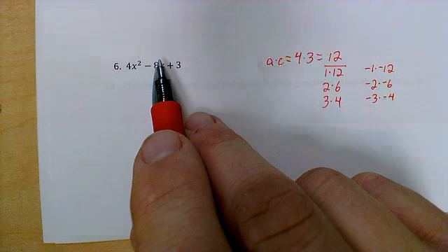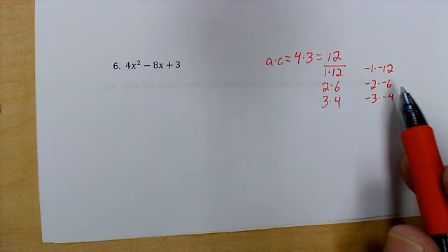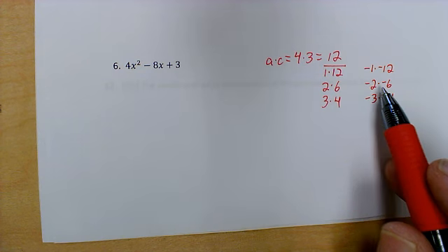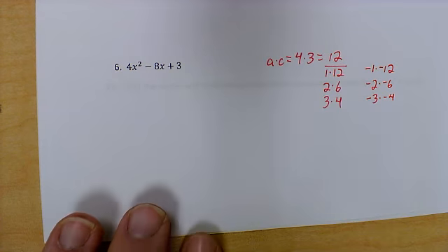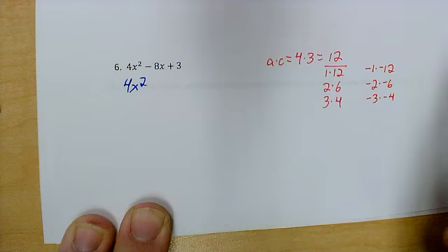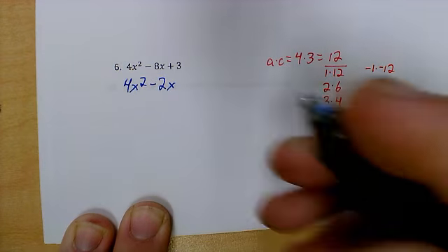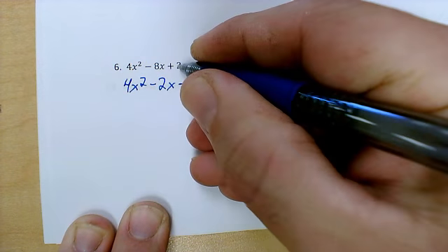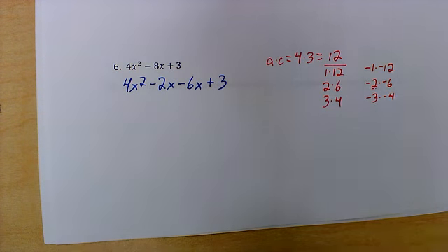Now I'm going to figure out which pair adds to negative 8. If nothing does, your answer would be prime. However, here, negative 2 and negative 6 add to negative 8. So I'm going to rewrite my expression as 4x squared minus 2x minus 6x plus 3. So just splitting up that minus 8x into 2 parts.